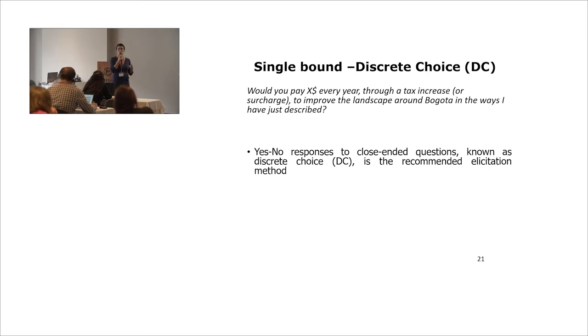There is a lot of research saying that this method is the most robust. Why is it not necessarily the best? Because, as you can guess, I'm asking you, are you willing to pay £150? If you say yes, the maximum willingness to pay is between 150 and your income. Very vague. If you say no, it is still between 0 and 150.